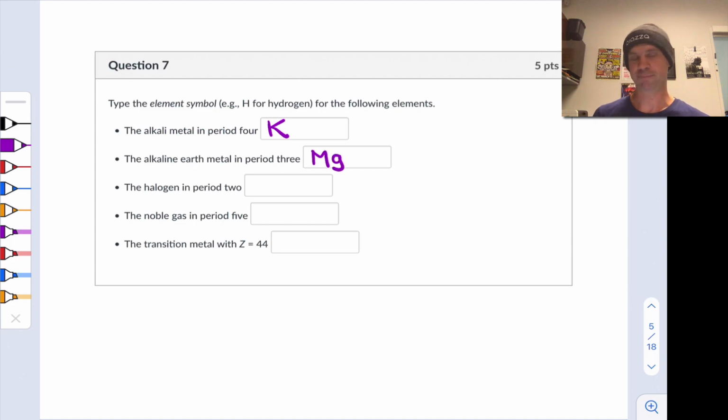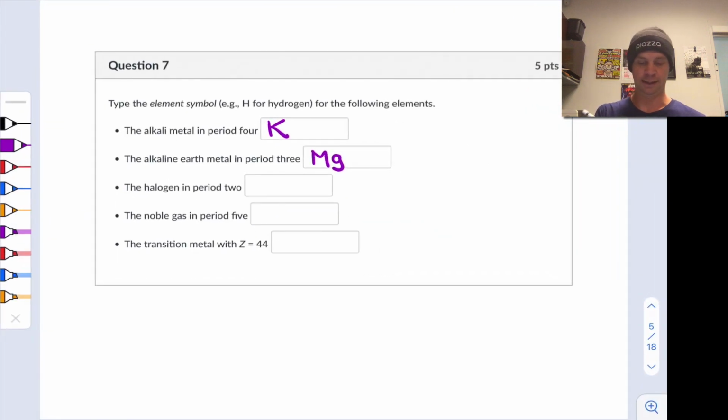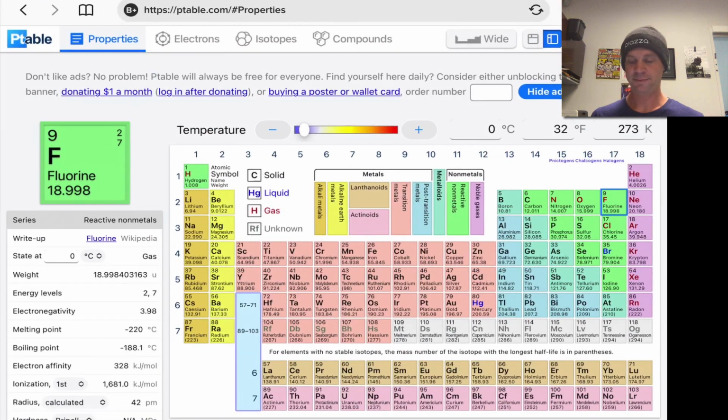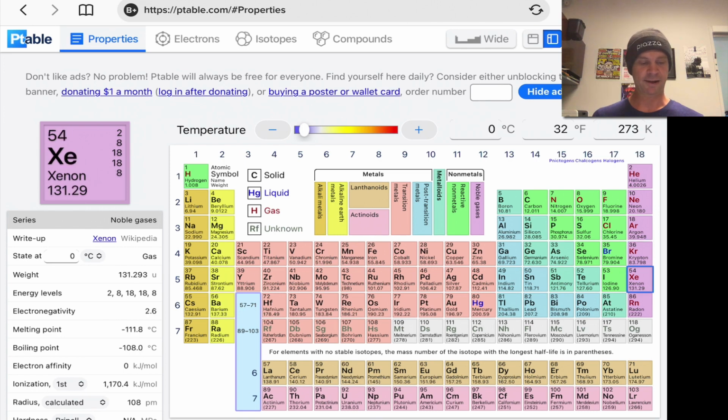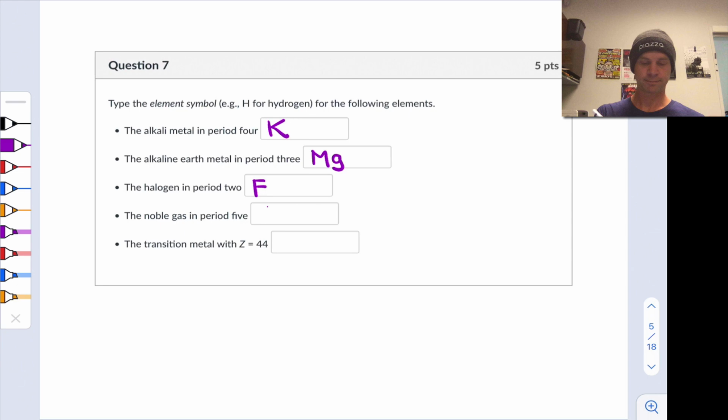The halogen in period 2, well, here again we want to keep in mind hydrogen and helium are period 1. So the halogen in period 2 is actually the first halogen at the top of the group, fluorine, whose atomic symbol is the letter F. Next we have the noble gas in period 5. Start at the noble gases. Helium is the first, and the fifth one down is xenon there in period 5 with atomic symbol Xe.